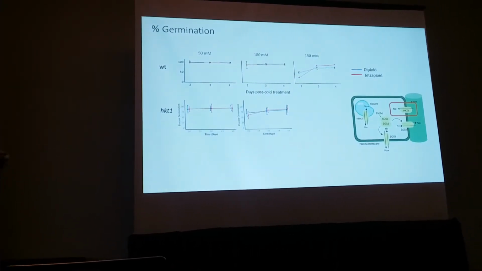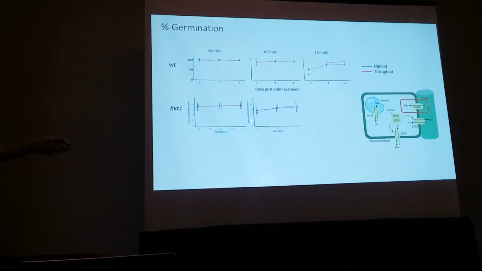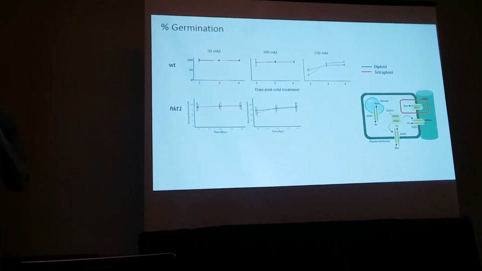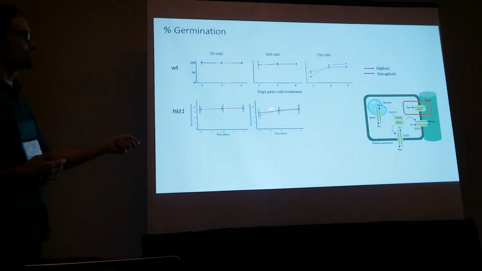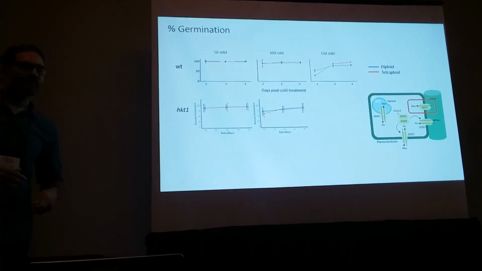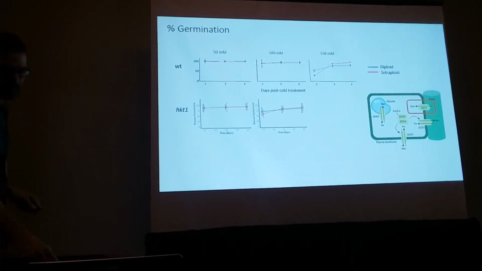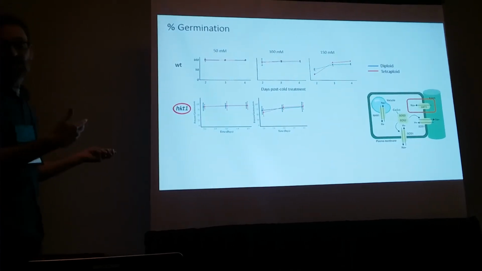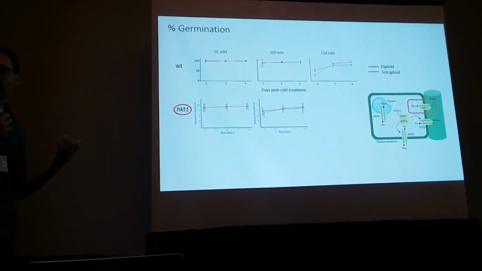And in contrast to the case with SOS1, because they are both impaired, this, we think, indicates that there's a loss of this benefit in the polyploid. So that suggests that HKT1 may in fact be critical to this polyploid phenotype.